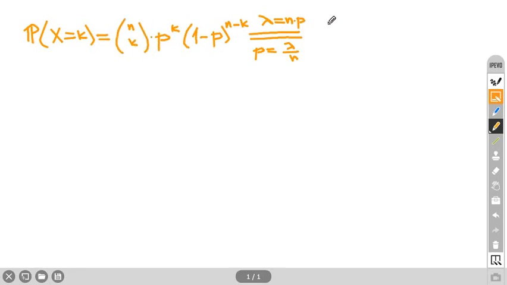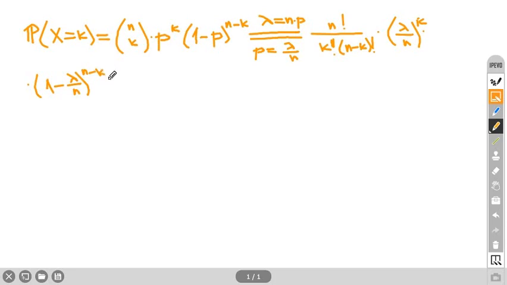So n factorial over k factorial times n minus k factorial, times p to the k, which is lambda over n to the k, times 1 minus p, which is 1 minus lambda over n, to the n minus k.